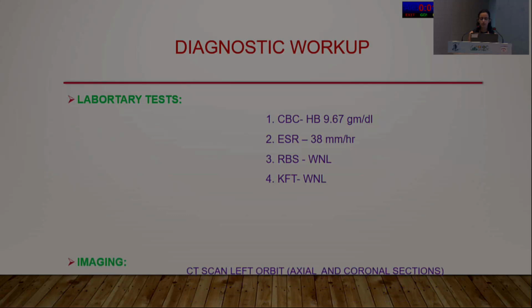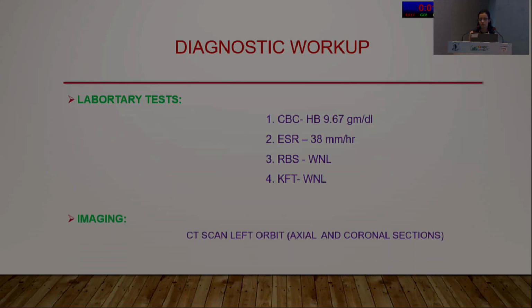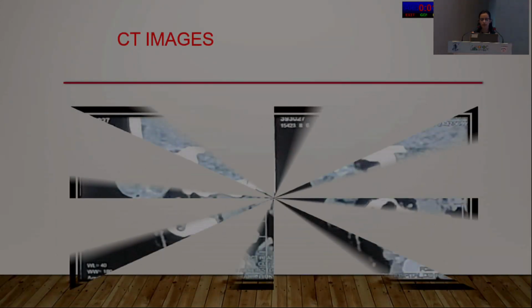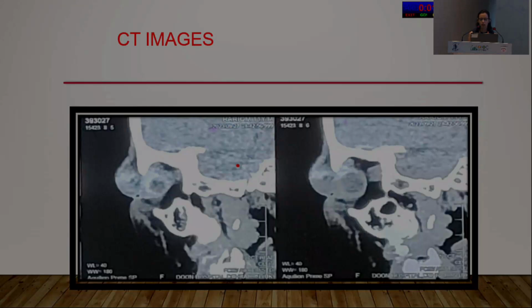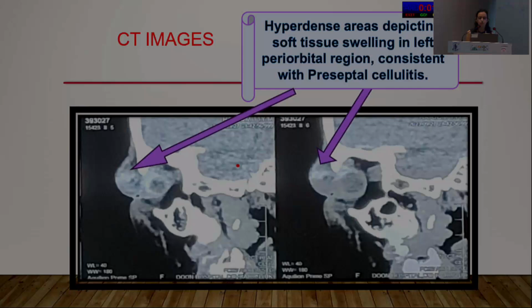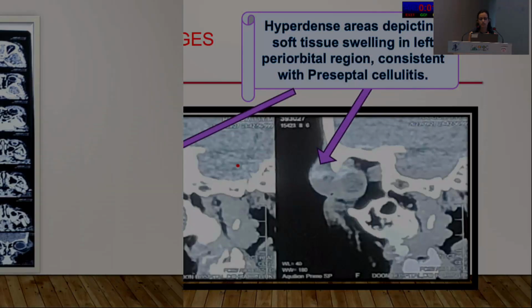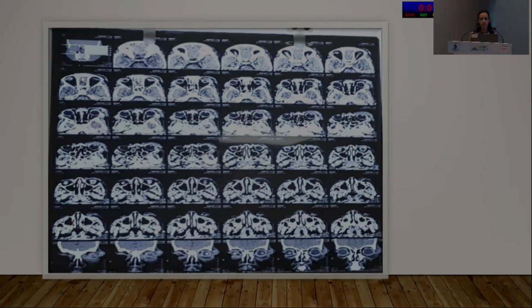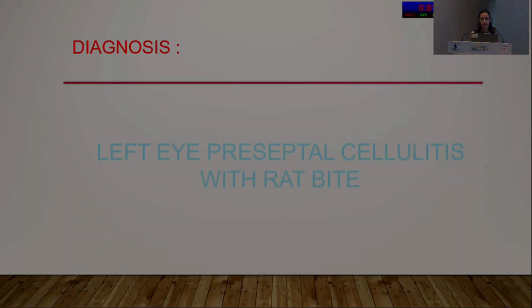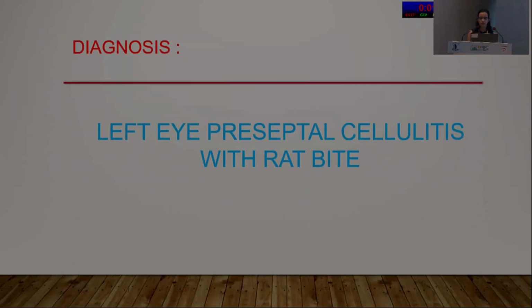After that, diagnostic workup was done, in which ESR was significantly high, and imaging was done using a CT scan of the left orbit. These are the CT images of the axial scan showing hyperdense areas depicting soft tissue swelling in the left periorbital region, consistent with preseptal cellulitis. These are the coronal scans showing hyperdense areas of enhancement anterior to the orbital septum. The rest was all normal in the left periorbital region. Diagnosis made was left eye preseptal cellulitis with rat bite.